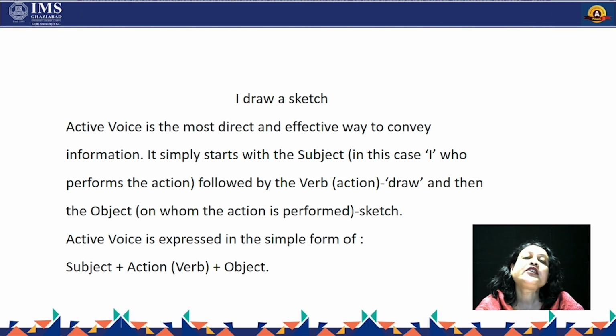Now when we are talking about active voice and passive voice, first we see that voice is divided into two kinds, active and passive. Active voice is the most direct and effective way to convey information. It simply starts with the subject, here again in the sentence I, then the verb, that is draw, and what am I drawing? A sketch, which is the object of the sentence.